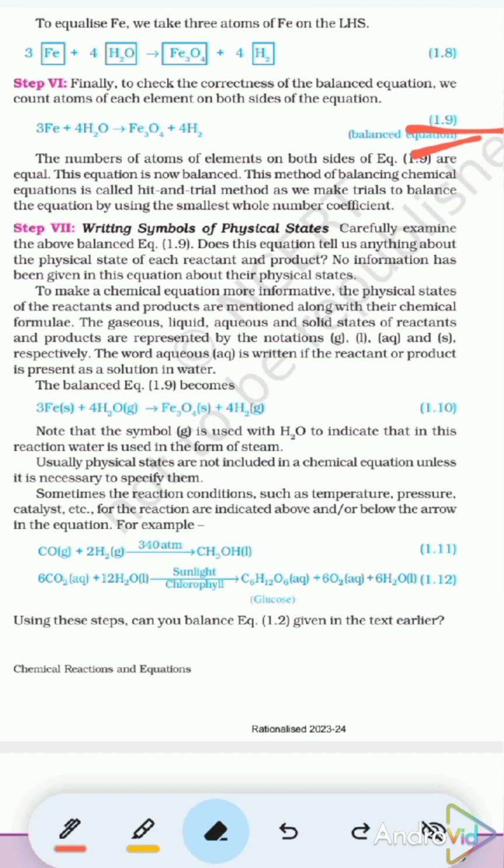Then in the second equation, that is 1.12, 6CO2 aqueous, that is carbon dioxide in aqueous form, when reacted with 12 molecules of H2O, which is in liquid form, that is water itself, in the presence of sunlight and chlorophyll, gives glucose, that is C6H12O6, which is in aqueous form, and 6 O2 molecules and 6 H2O molecules are produced along with glucose. Now using these steps, can we balance equation 1.2 given in the text earlier?